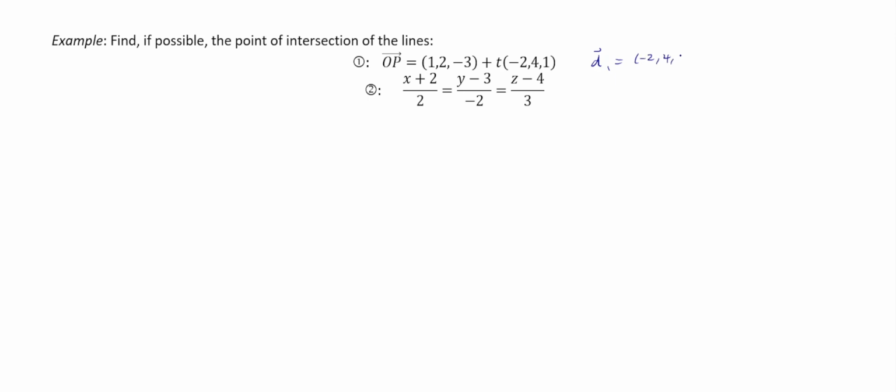If I look at this right here, these are the symmetric equations, but you'll recall that the denominators of the symmetric equations are, in fact, the components of the direction vector. So this right here is (2, -2, 3). Okay, so the first thing that I'm going to do is see if these lines are parallel. Because if they're parallel, then I know they won't intersect. So that should be your first check. Just look to see if the lines are parallel, because if they're parallel, there's no point in doing any more work. They will not intersect, right?